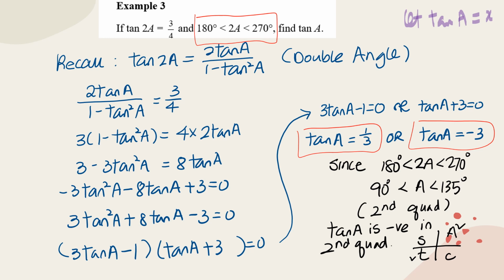So from your ASTC, you can see that in the second quadrant, only sine trigo ratio is positive. So your tangent of any angle in the second quadrant must be a negative value. Hence, your answer will be tangent A equals to -3. And we reject tangent A equals to 1/3 because your answer must be a negative value, because we're talking about tangent of an angle in the second quadrant.